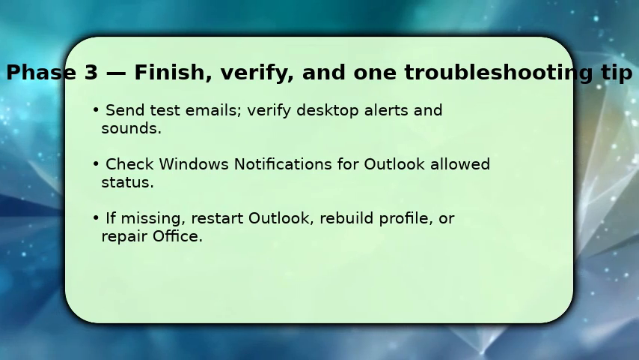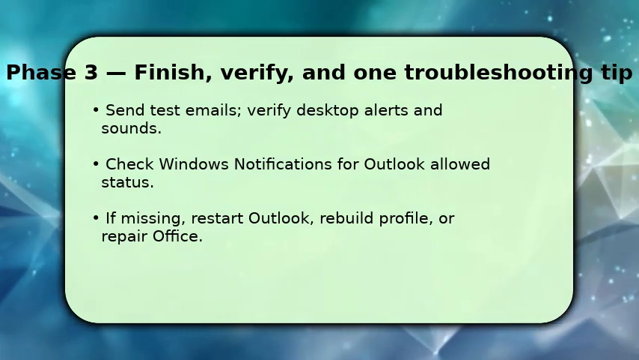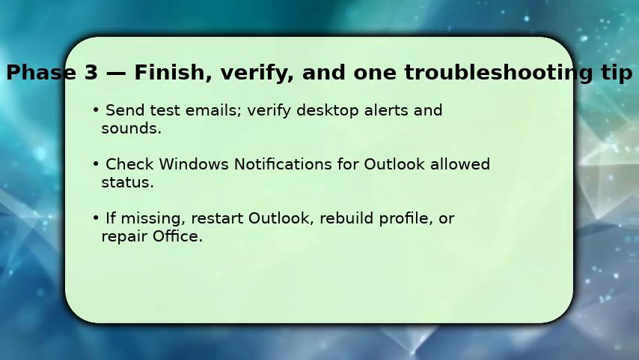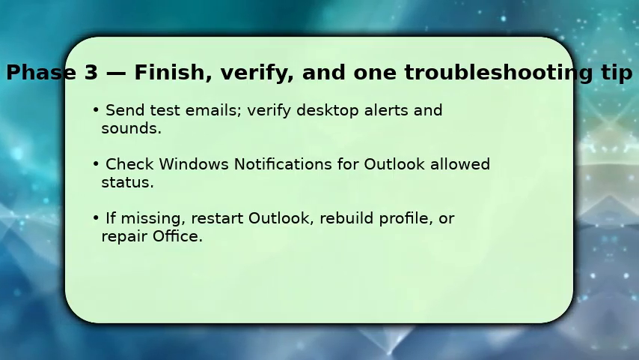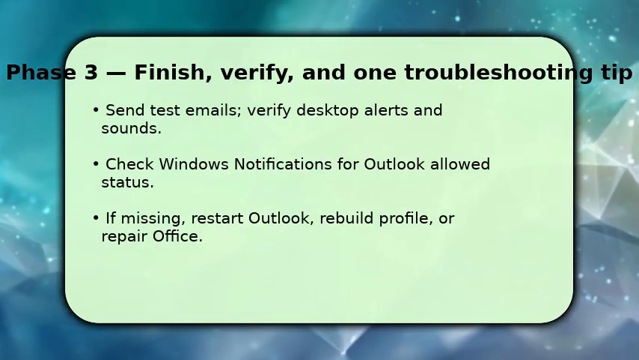Finish by testing. Send yourself several test emails that match your rules and watch for desktop alerts and sounds. If you don't see pop-ups, open Windows Notifications and Actions and confirm Outlook is allowed to show banners and sounds.